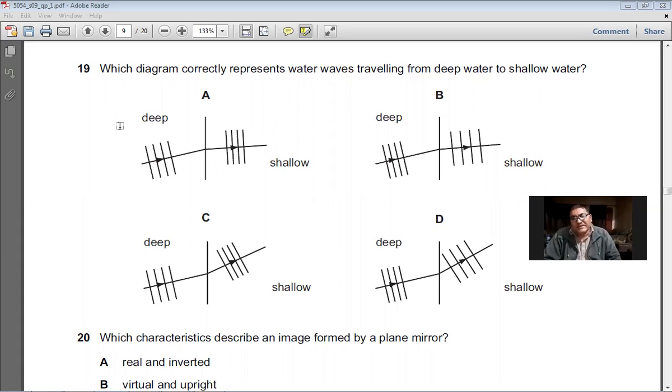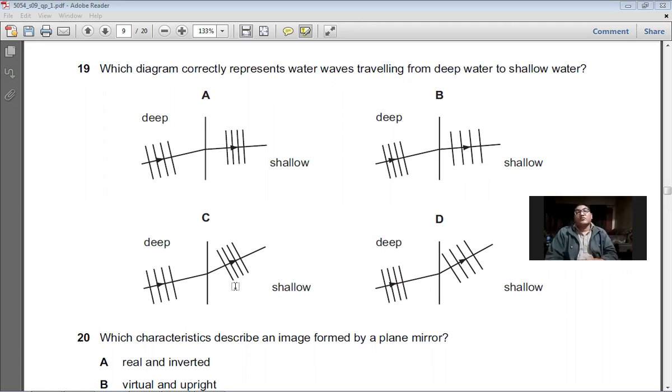So when their speed decreases, the wavelength will also decrease. Whatever happens with the speed, the same thing happens with the wavelength. So the wavelength should decrease. So B and D cannot be the answers, because you can see that the wavefronts have a larger distance between them as compared to these wavefronts. So here the wavelength has increased, that's wrong. So out of these two, one of them is the answer.